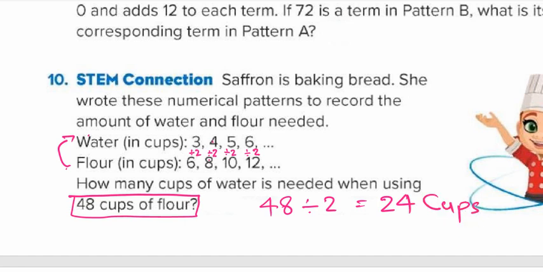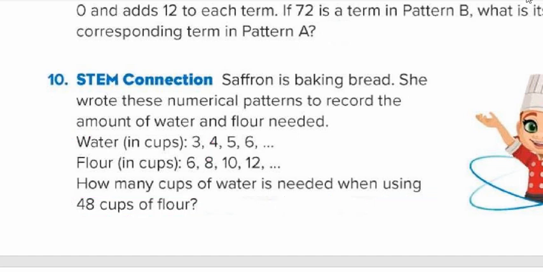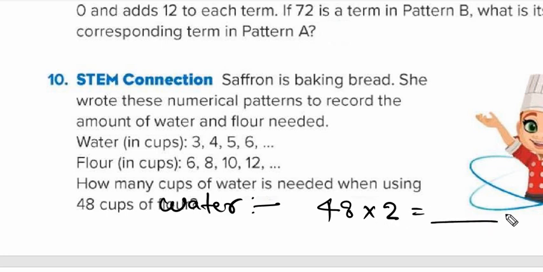Now if it asks you, you have 48 cups of water, then how much flour will you use? Then 48 times 2 will give you your answer. So try this and that will be your answer.